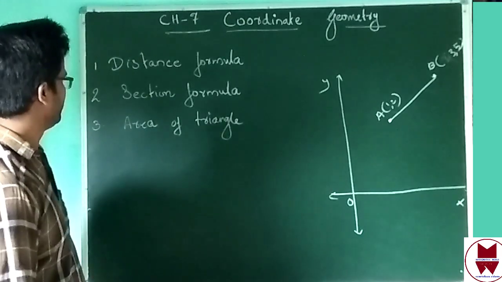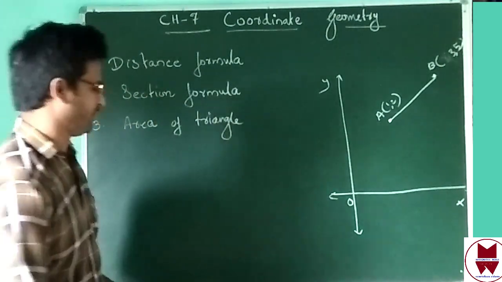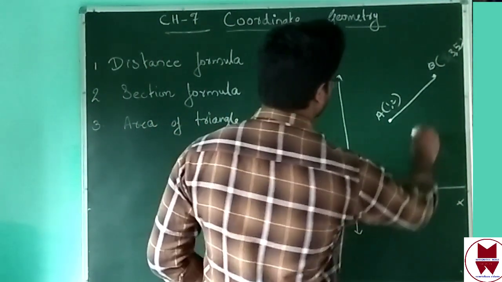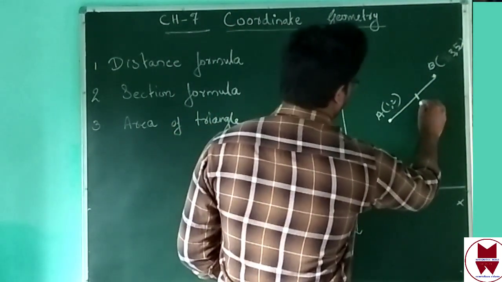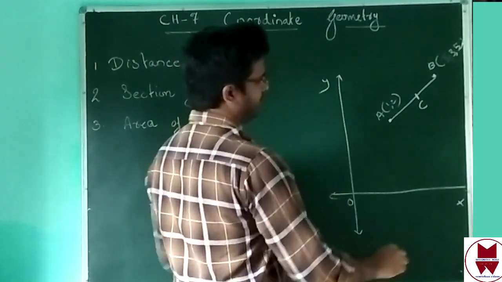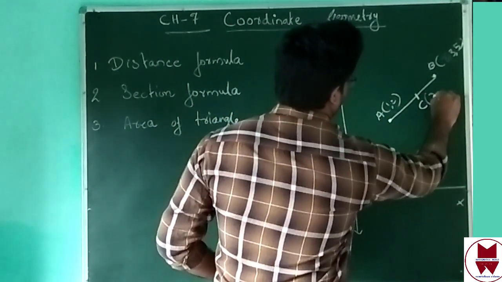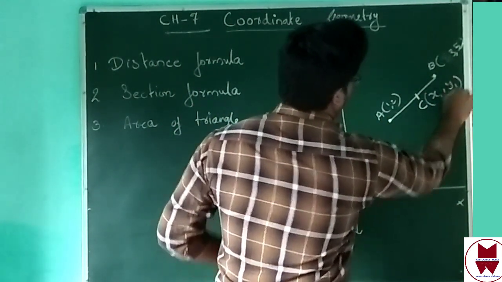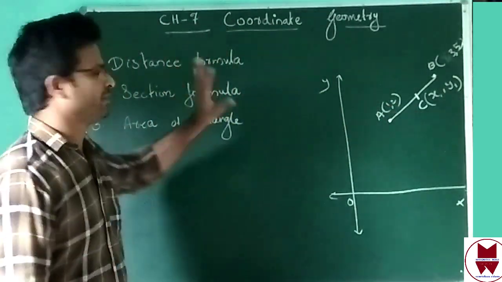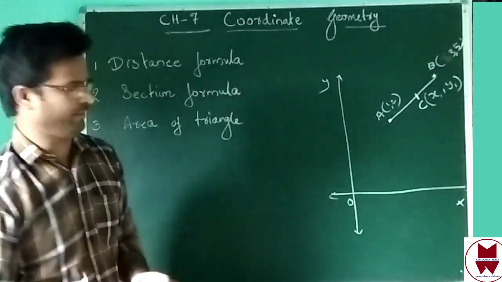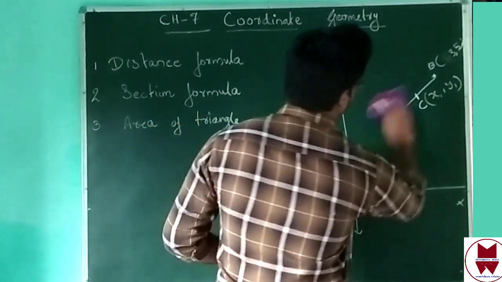Okay, that is first. Second one is the section formula. What does section formula mean? They are given 2 points A and B, and in between, 1 point is given. Then we have to find out the coordinates of this C. At that time we will use one formula that is known as the section formula.